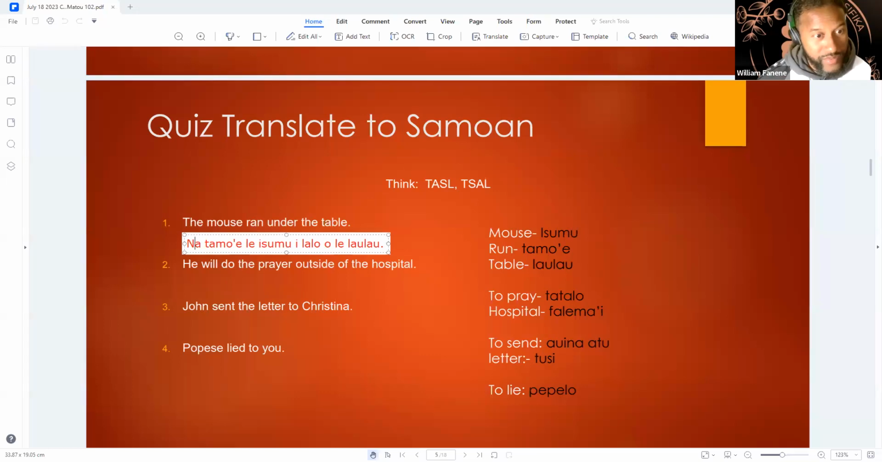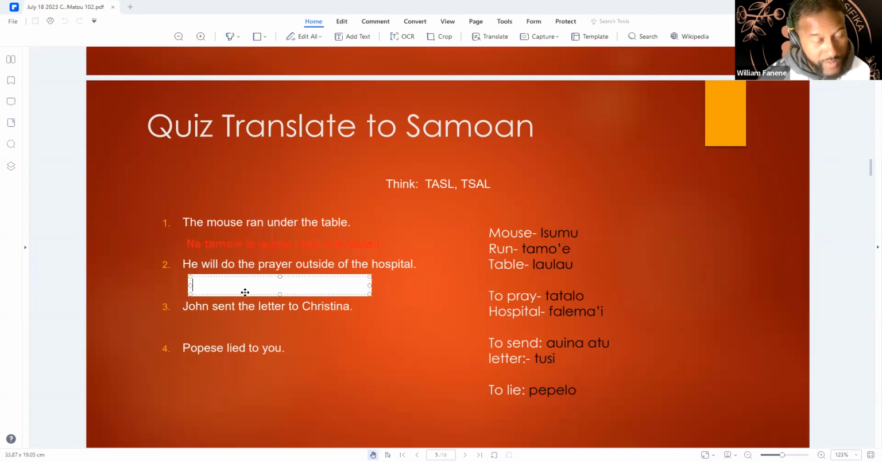If you have either way. So what about this one? He will do the prayer outside of the hospital.